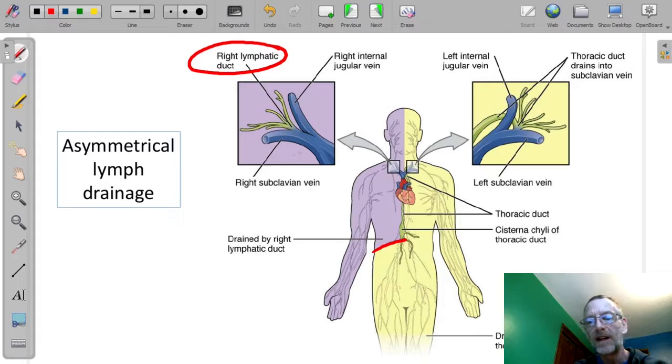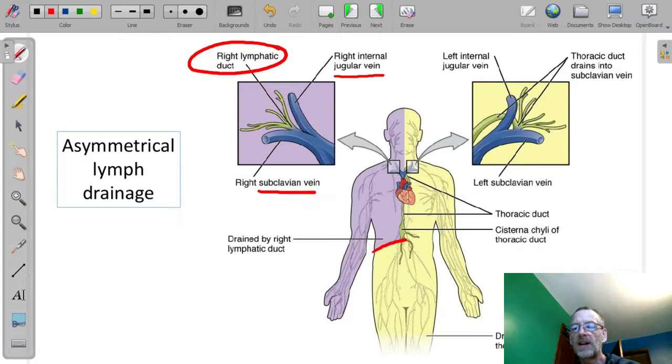So that merges with the subclavian vein about where that merges with the right internal jugular vein. So where those two merge is where the right lymphatic duct returns to the venous blood. So the lymph draining from that region returns to the venous blood at that site.